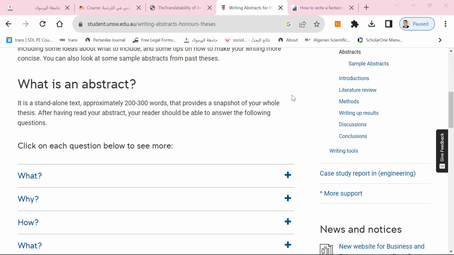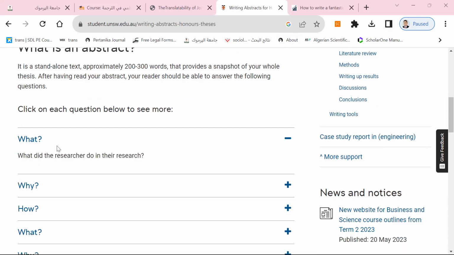So what is an abstract? An abstract is a standalone text, approximately 200 to 300 words. So it must not be too long. It is about 200 to 300 words only, that provides a snapshot of your whole thesis. After having read your abstract, your readers should be able to answer the following questions. The first question: What did the researcher do in their research? The purpose of the study, or the focus of the study.